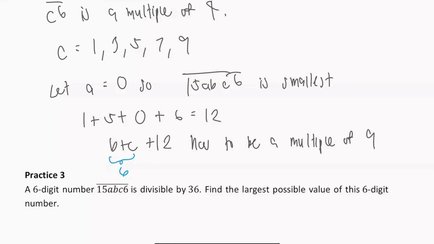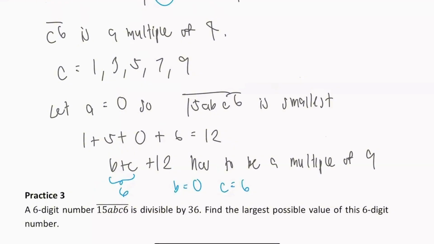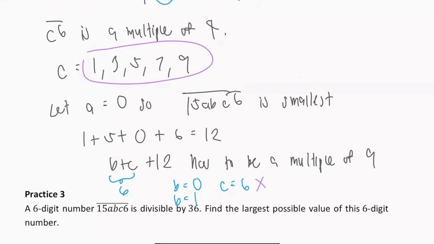And then what could B and C be? Could anyone give an example of a possible pair B and C? I want the smallest one, by the way. So if I want the smallest one, why don't I let B be 0? Is that even possible? B plus C has to be 6. Is it possible for B to be 0 and C to be 6? Well, C cannot be 6 because in our options for C, we only have 1, 3, 5, 7, and 9. So this is not possible. If you want the next smallest, B could be 1 and C could be 5. That's possible because C equals 5 is a possibility.